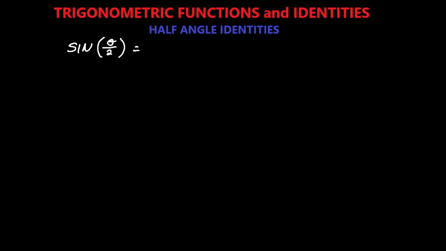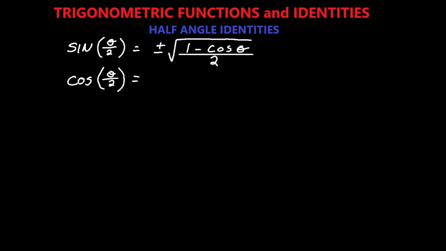Next, we have the half angle identities, and we'll start with sine of theta divided by 2 is equal to plus or minus the square root of 1 minus cosine theta over 2. Then cosine theta over 2 is equal to plus or minus the square root of 1 plus cosine theta over 2. And the only thing that differs for these two is the plus and the minus sign. So easy to remember.